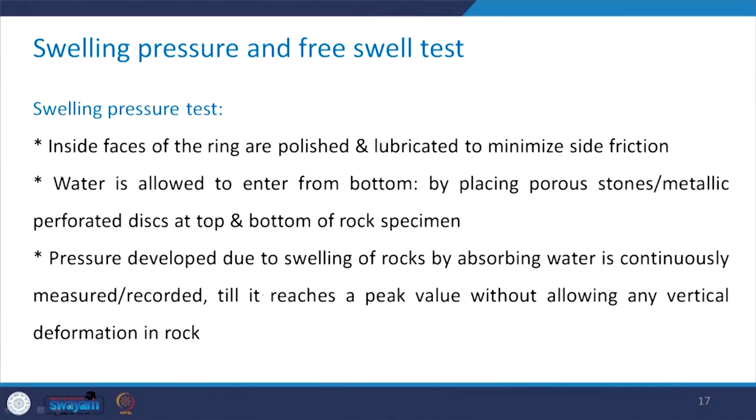Now, when we place the specimen inside the ring, the faces of the ring are polished, and they should be lubricated to minimize the side friction. Then the water is allowed to enter from the bottom, and how can this be done? By placing the porous stone or metallic perforated disc at the top and bottom of the rock specimen. So, water will enter, because the mineral is such that it has a tendency to swell.